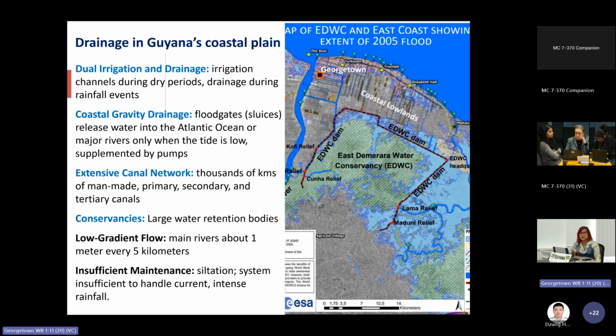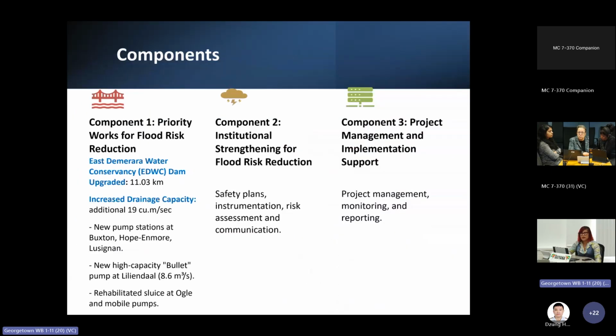So to the best of my knowledge, there's EDWC, which is a big one. There's a Western Conservancy, and I believe there may be one more. Low gradient river flow, but of course, the system was not designed for the purpose of rapid urbanization, and there is, of course, that persistent and quite common problem of insufficient maintenance. So coming to the components of the flood risk management project: a large infrastructure component, but a significant institutional strengthening component, and of course your typical project management component.